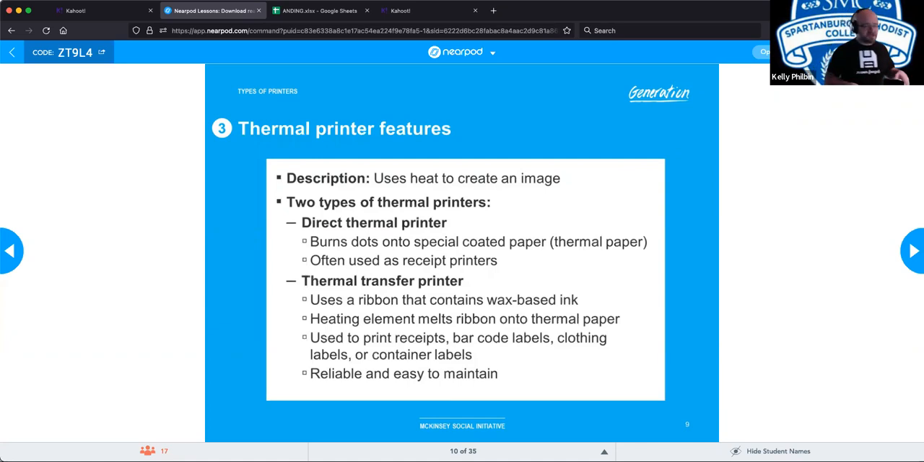This always bugs me because over time, thermal receipts kind of fade. And so when you buy something expensive, they'll say, be sure to hold on to your receipt. Like, you won't be able to read it in a year. So be sure to scan your receipt, because if you have the actual physical one, it's going to be useless to you.